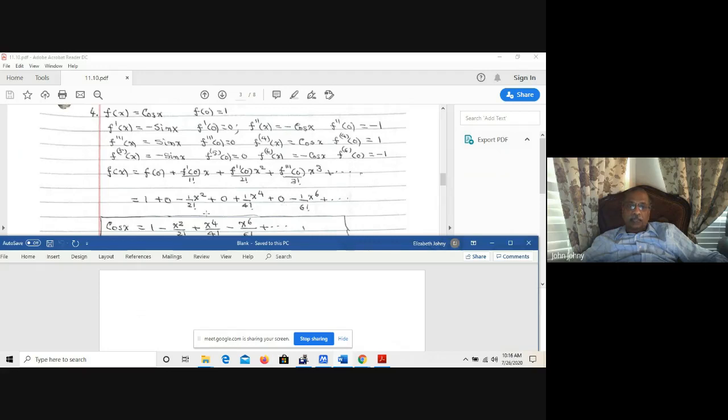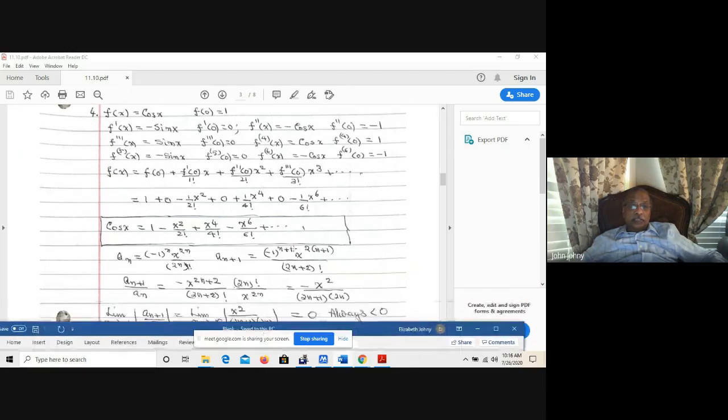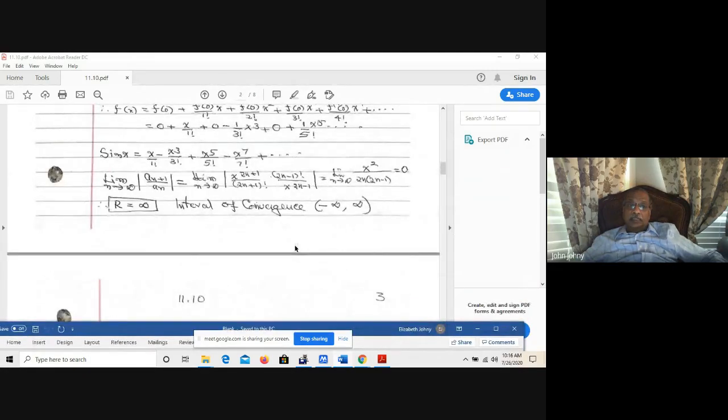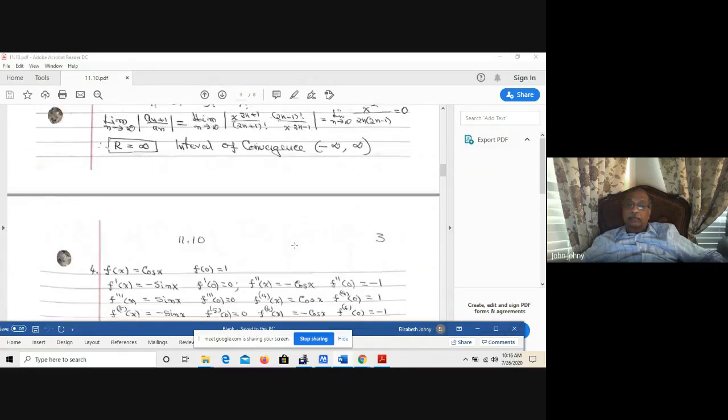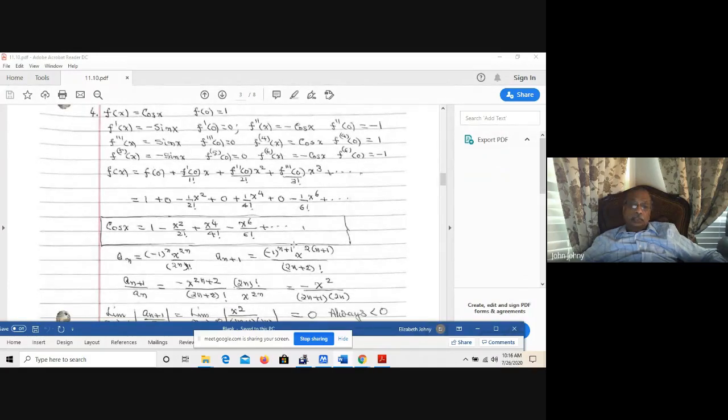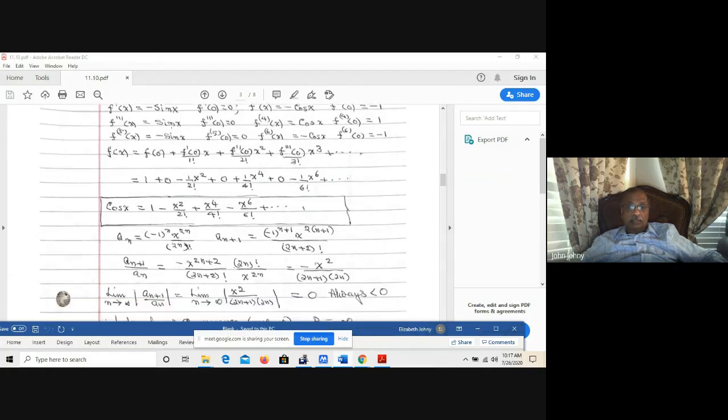So 1 minus x squared over 2 factorial plus x to the 4 over 4 factorial plus etc. Just recall the two series of sin x and cos x. Sin x starts with x over 1 factorial minus x cubed over 3 factorial plus etc. Alternate positive and negative. Cos x is the same kind of series, but all the exponents are even numbers. In the previous case, all the exponents are odd numbers.